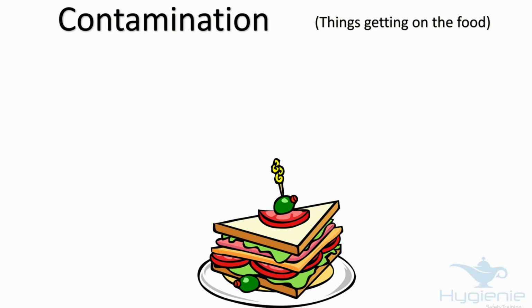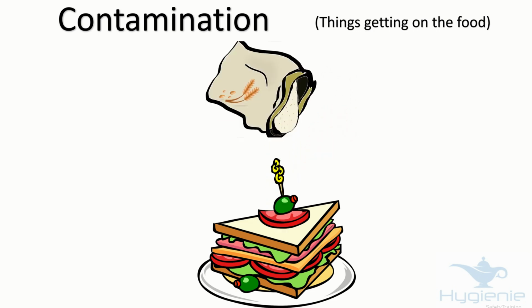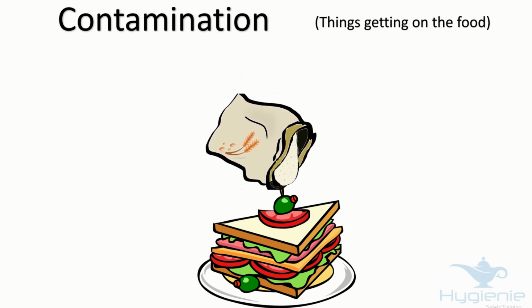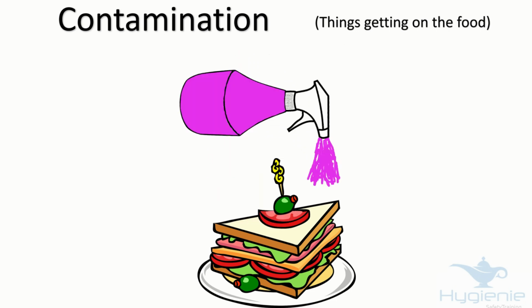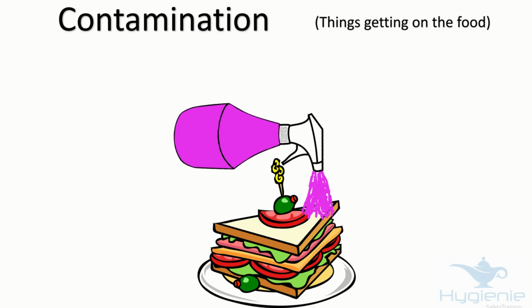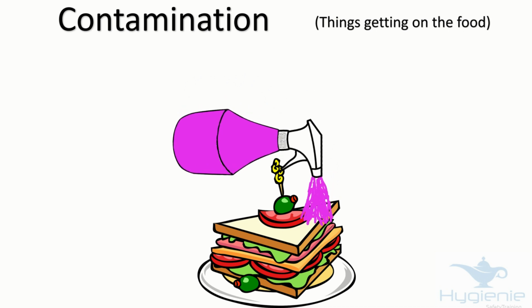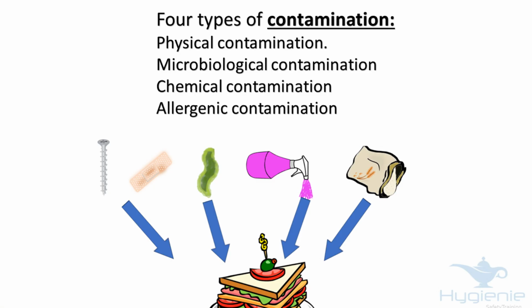Contamination is things getting on the food, for example, physical objects getting on the food, or bacteria getting on the food, or allergens getting on the food, or chemicals getting on the food. To summarise then our four types of contamination: physical, microbiological, chemical and allergenic.